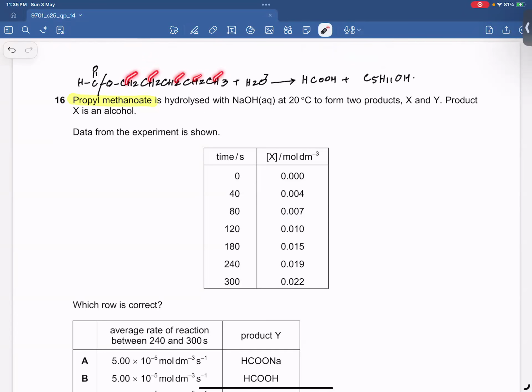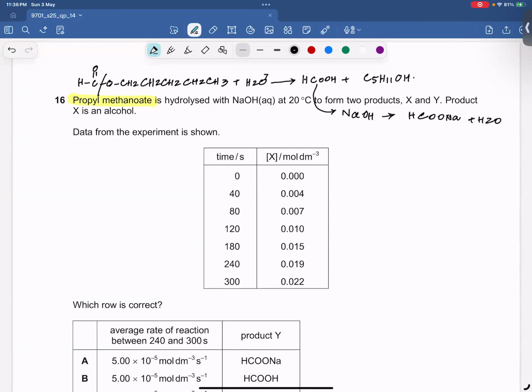1, 2, 3, 4, 5 carbon atoms. 7 to 9, 9 to 11, and then OH. Okay. Since the medium is alkaline, which means this carboxylic acid, because of alkaline medium, undergoes an acid-base reaction, and as a result, it will turn to sodium methanoate and water. So the final product would be pentanol and sodium methanoate. Okay. So this is your alcohol.